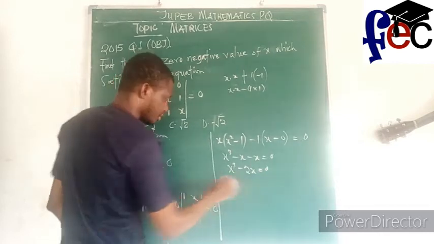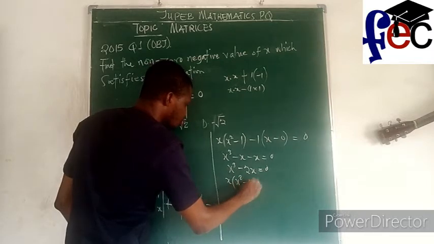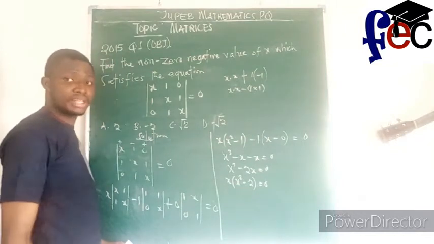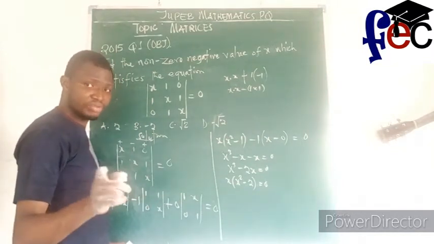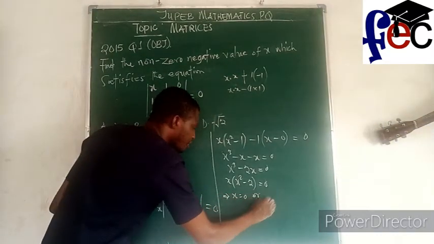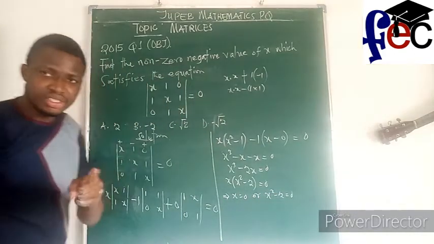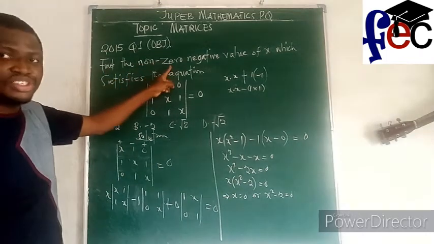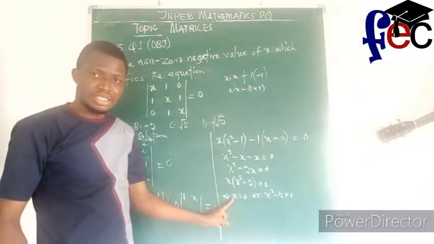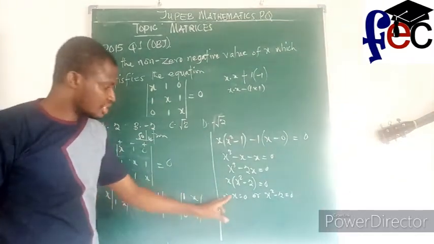Something is common, right? x is common. Factor it out. What do you have? x times x squared minus 2 equal to 0. The product of these two real numbers gives us 0. What does that imply? It means one of them must be 0. So either x is 0 or x squared minus 2 is 0. Don't forget the question says to find the non-zero negative value of x. I've already gotten 0, I don't need this. It has already told us non-zero, so this cannot be the answer.